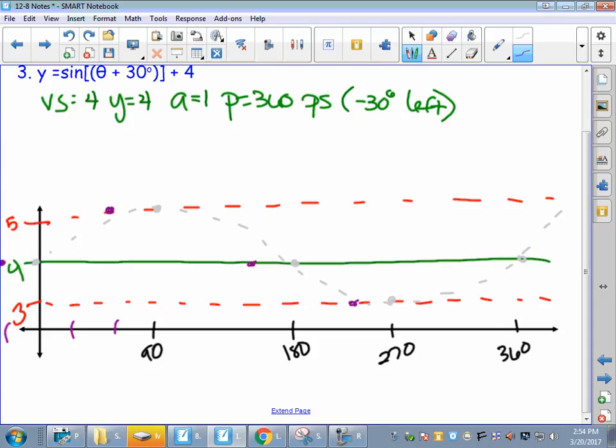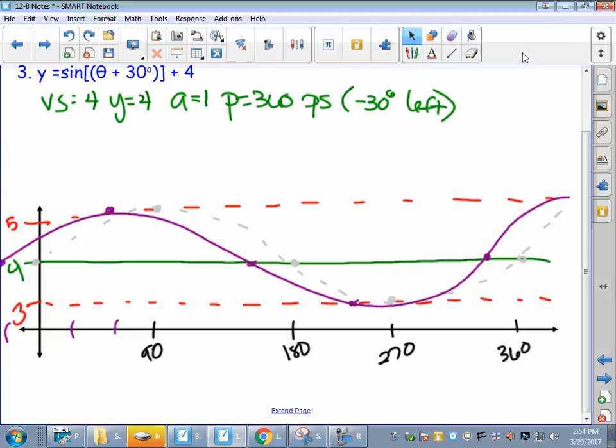That's all. Remember, we're only shifting to the left or to the right, so don't go up or down. So all of your points should still be on the max and the min lines and the midline. And there is my left translation 30 degrees. Notice how the guide graph starts below, then it goes above, then it switches to below. So if you try to wing it, it doesn't work. You need the guide graph.